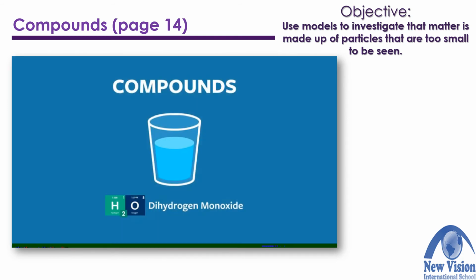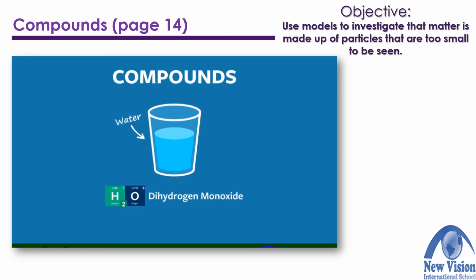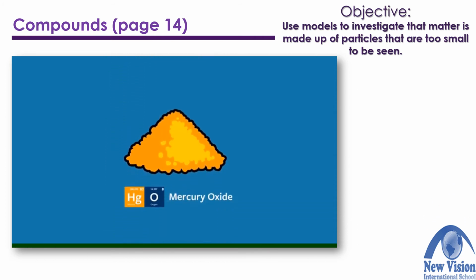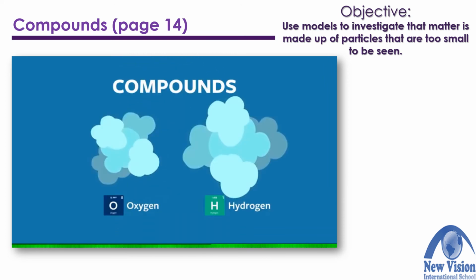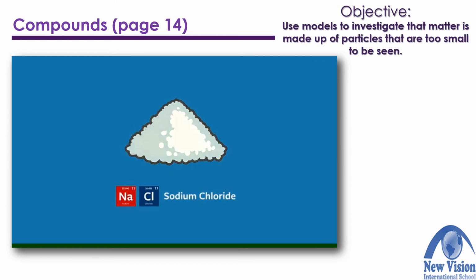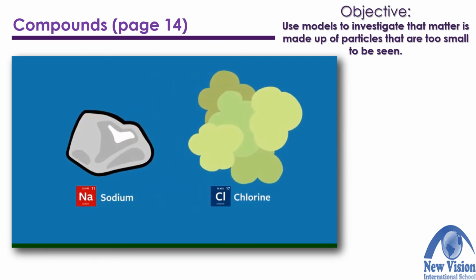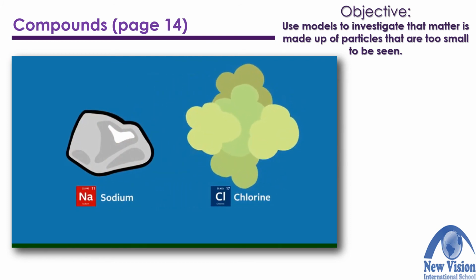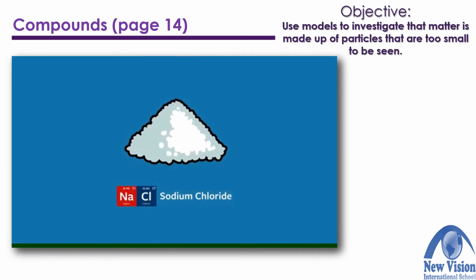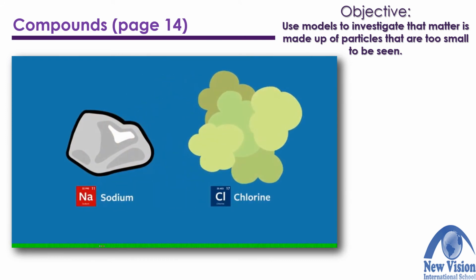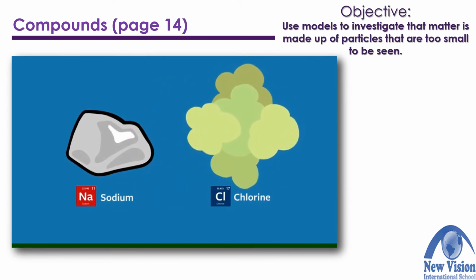When elements come together to form a compound, the compound is not simply a mixture of elements. It is a new substance. It is different from its ingredients. Chlorine is a poisonous gas. Sodium is a soft metal. But when they mix together forming table salt, it will be white and solid. It is not poisonous.